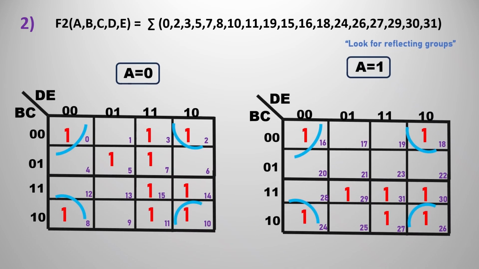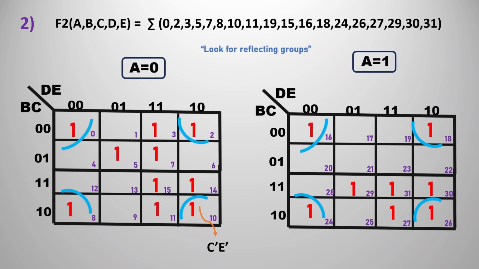We all know about 4 variable K map. So we know that the corners can be mapped at a time. In the second K map also, that is A equals 1, the corners can be mapped at a time. So these are reflecting groups. So combined, all 8 we can make as a group.